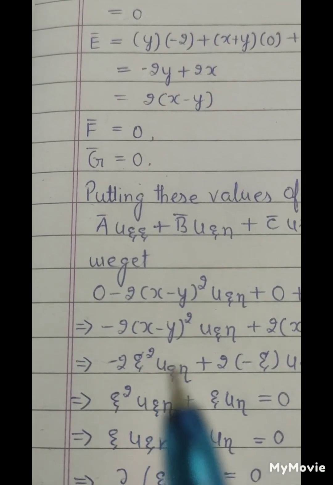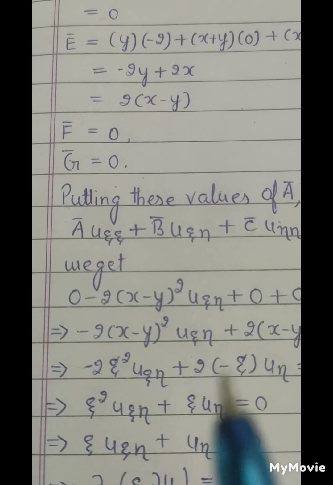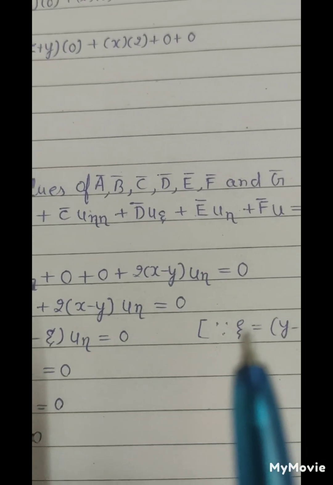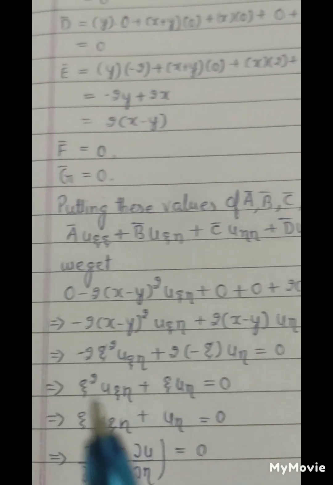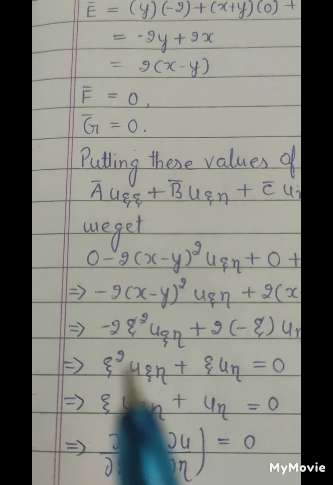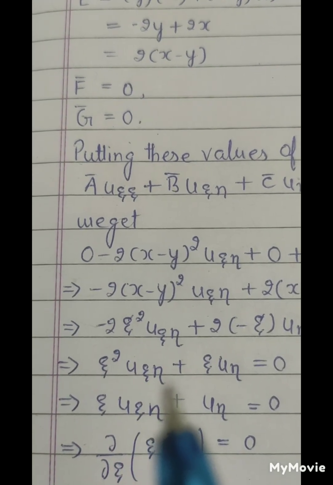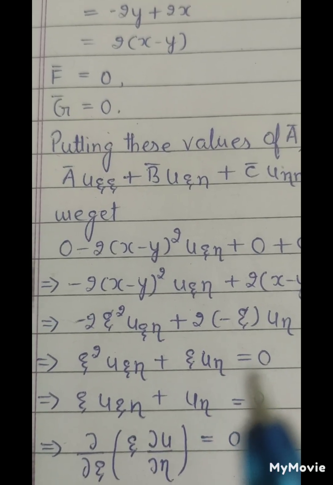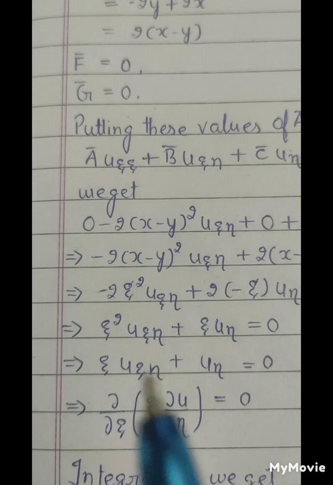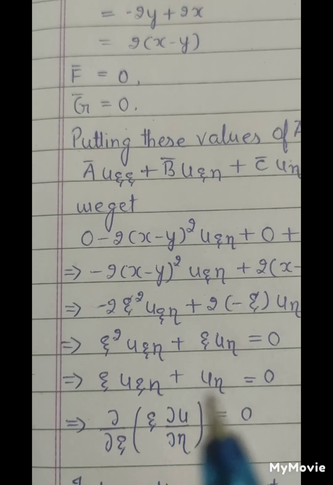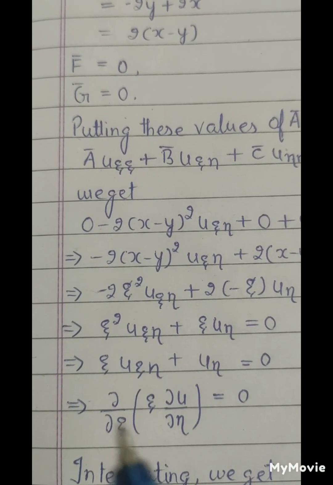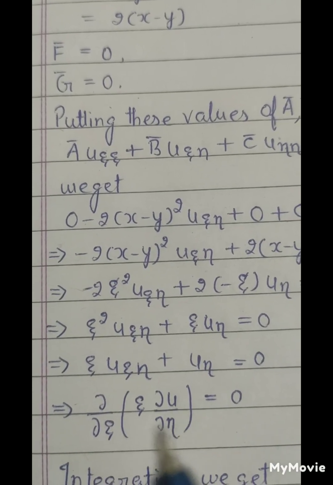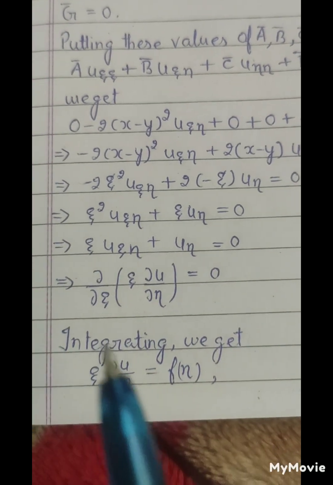which implies minus 2 xi square u xi eta plus 2 into minus xi u eta equals 0, because xi equals y minus x, which implies xi square u xi eta plus xi u eta equals 0, which implies xi u xi eta plus u eta equals 0, which implies del over del xi of xi del u over del eta equals 0.